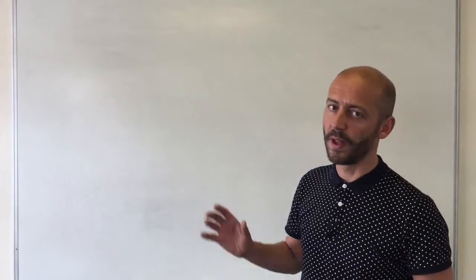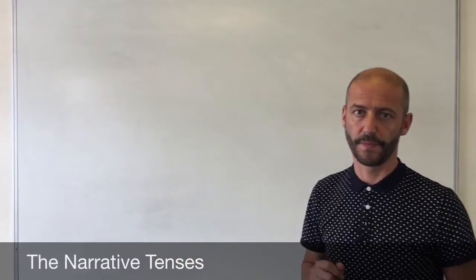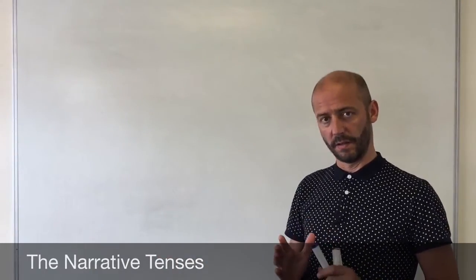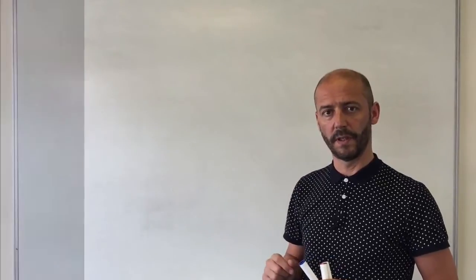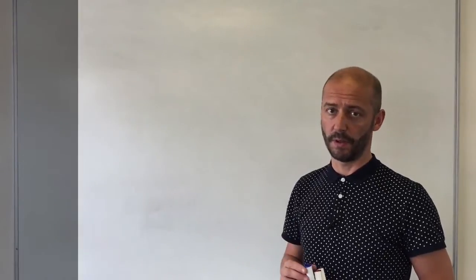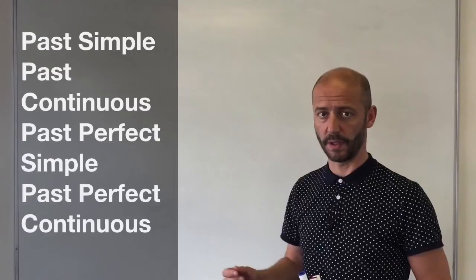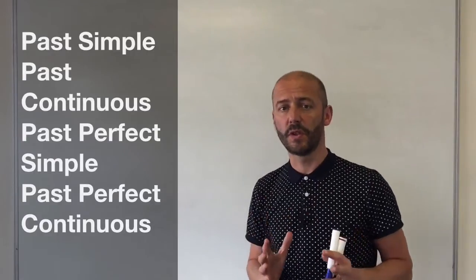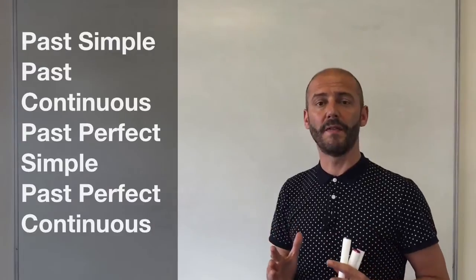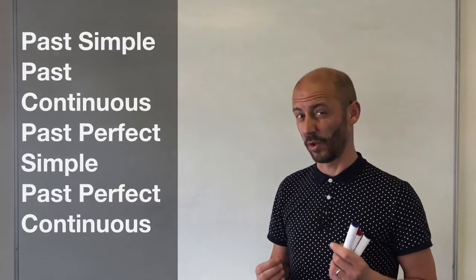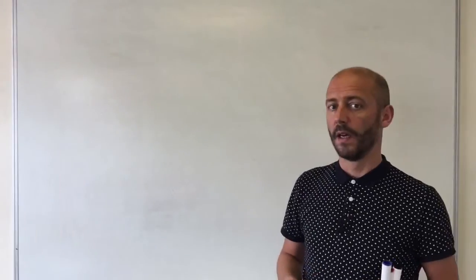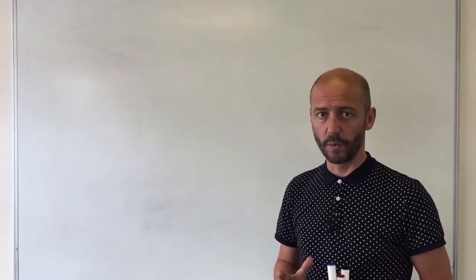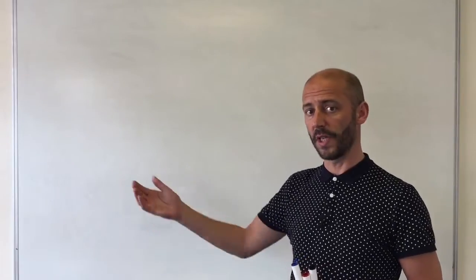Today we're going to look at past perfect. Past perfect is part of a group we call the narrative tenses. These are past simple, past continuous, past perfect simple, and past perfect continuous. And we use this group to talk about events in the past, to tell stories. I'm going to illustrate this with a story of my own using a timeline.